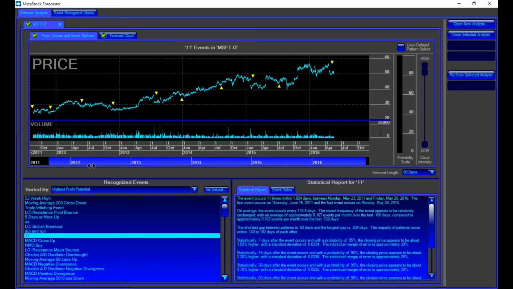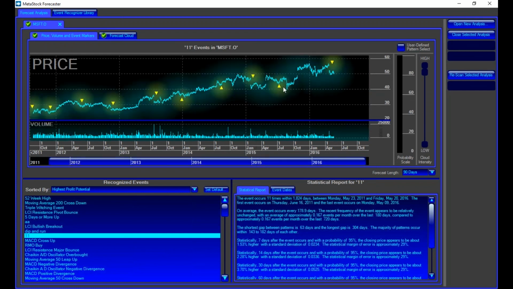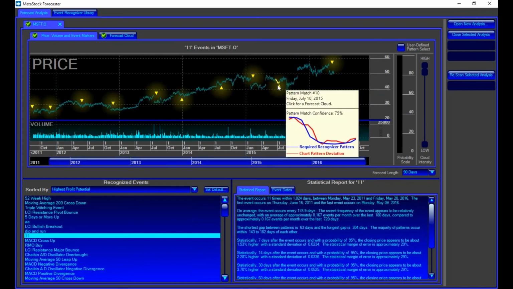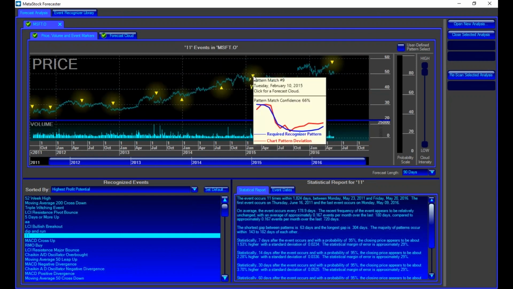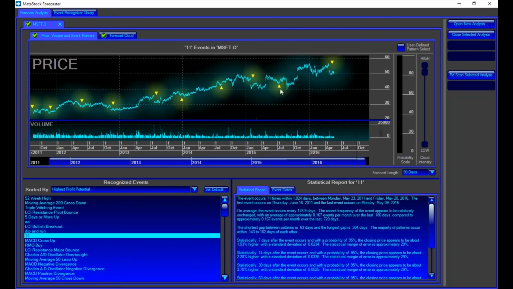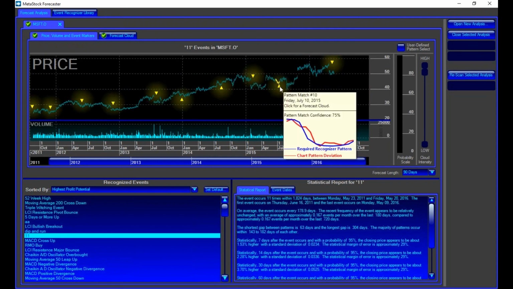So a couple of different things here. We can take a look back. I want to look at kind of recent history. But as you can see, these arrows that signify the event actually happening, I'm able to hover my mouse over them now, and it's going to show me the match confidence.